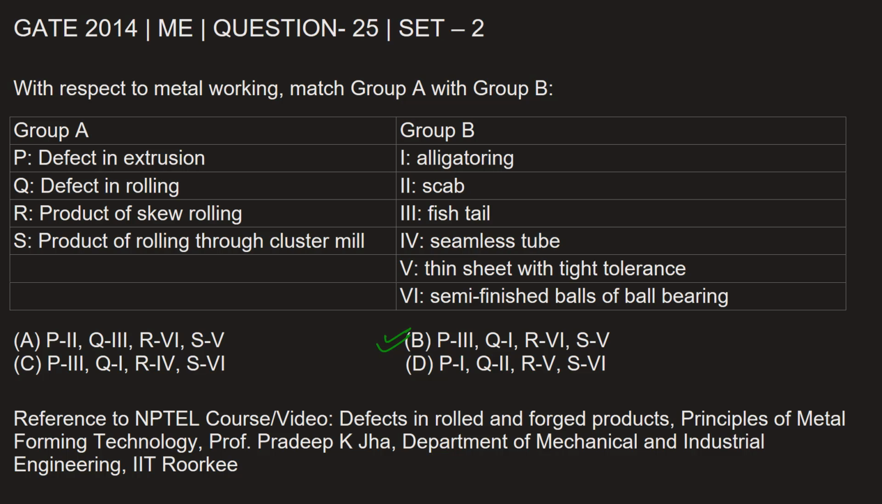To learn more about defects and the other machining processes, you can refer to the NPTEL video Defects in Rolled and Forged Products from the course Principles of Metal Forming Technology. The course is by Professor Pradeep K. Jha. He is from Department of Mechanical and Industrial Engineering of IIT Roorkee.